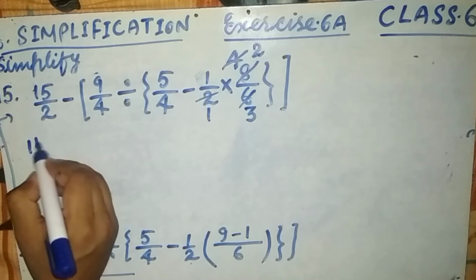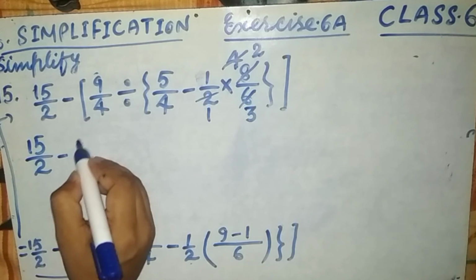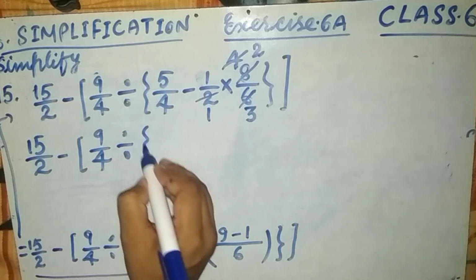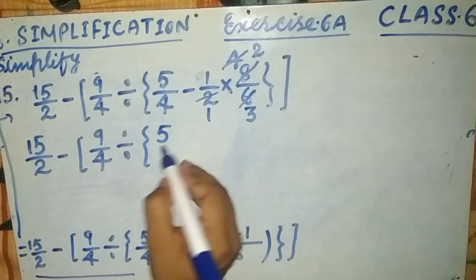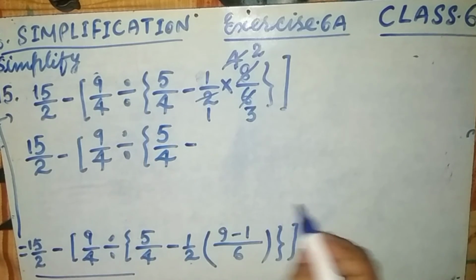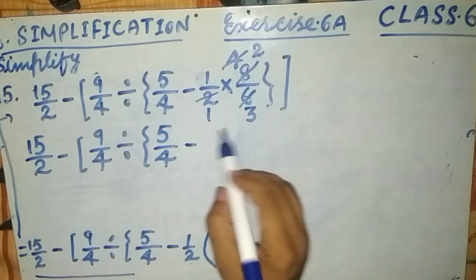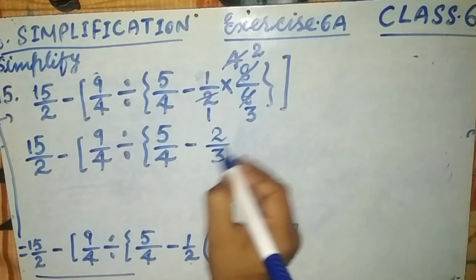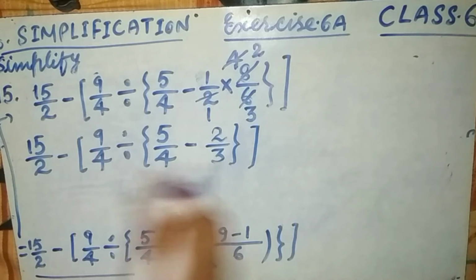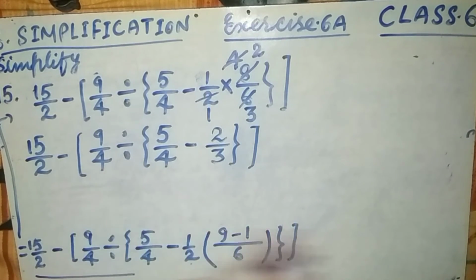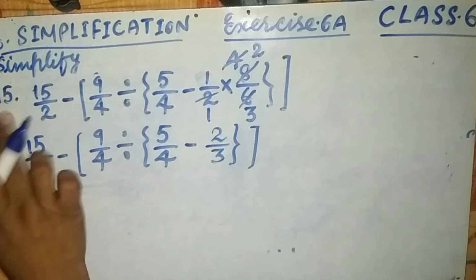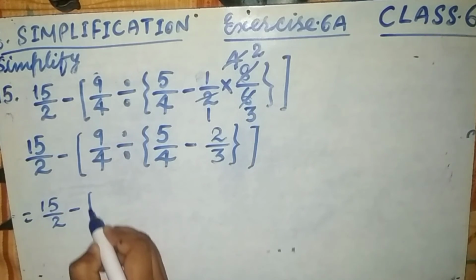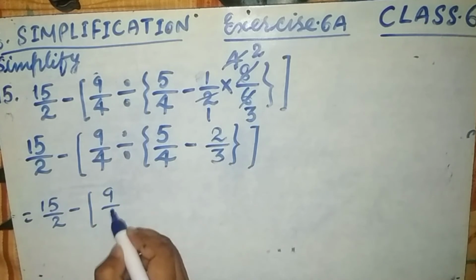Now friends, 15 divided by 2 as it is. Here is the minus, bracket 9 by 4 as it is, divided by curly bracket 5 by 4 as it is, minus, sorry, divide, minus, this is 2 up and downwards here 3. Close with the curly bracket and whole close with the big bracket. Now friends, see, 15 by 2 as it is. Okay, minus 9 by 4 as it is.